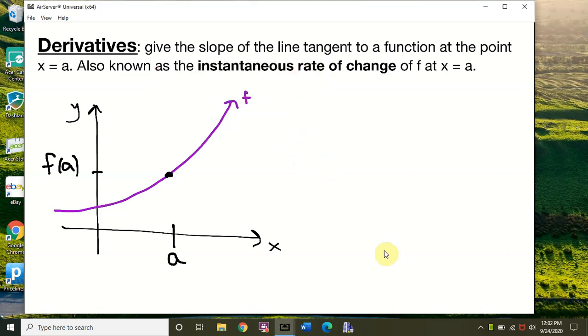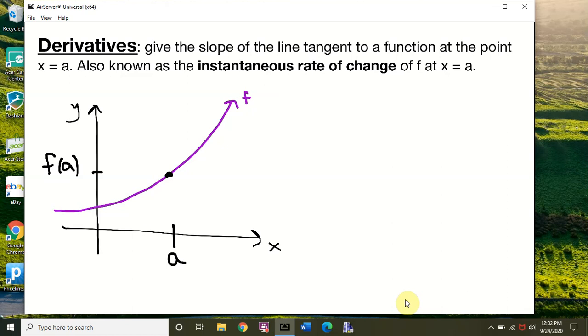All right, everyone, we're going to start the next unit with this lesson, and we're going to talk about the definition of derivative to get into our whole derivatives unit. So first and foremost, what is a derivative? Derivatives give the slope of the line tangent to a function at a single point, at the point x equals a. This is also known as the instantaneous rate of change of the function at x equals a.